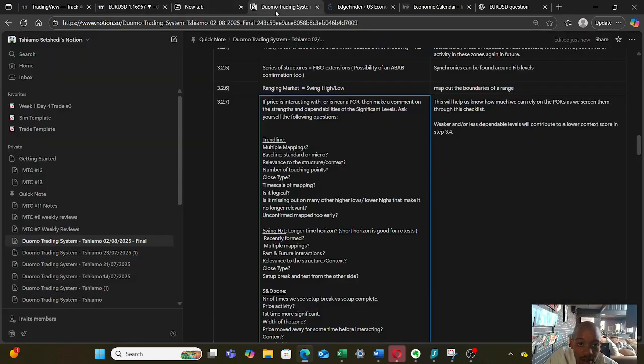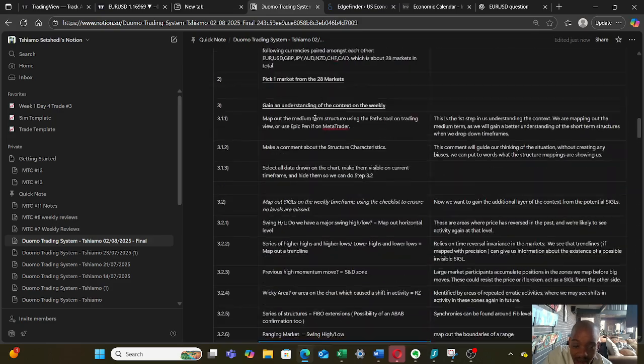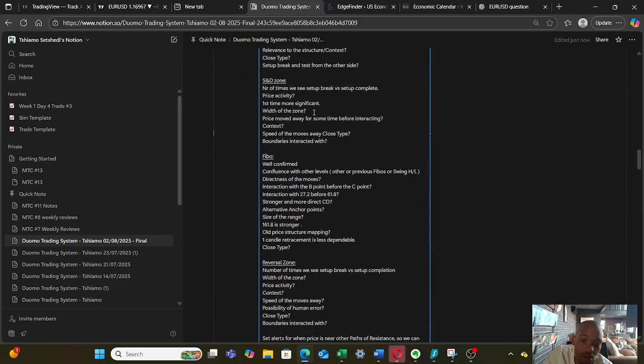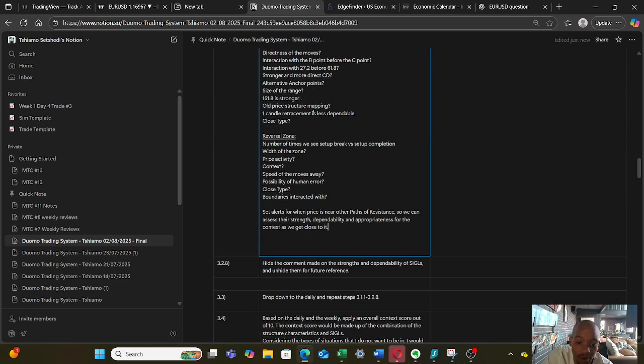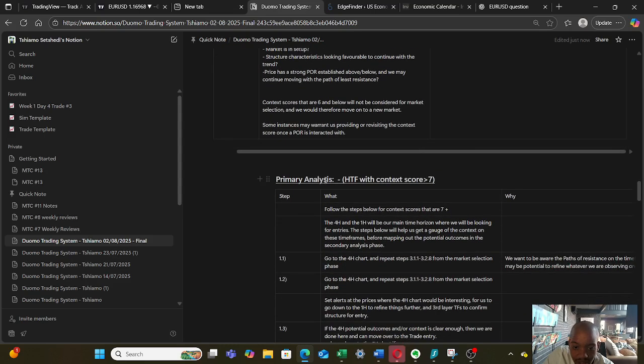Again, we still have only done the market selection process. It's funny how with delayed judgment you can actually conclude accordingly how strong the context is. So after assessing everything in detail, this market's actually not ready at the moment to be assessed on lower time frames further. So context scores that are 6 and below will not be considered for market selection and would therefore move to a new market. Some instances may warrant us revisiting the context once parts of resistance are interacted with, and that's where those alerts will come into place.